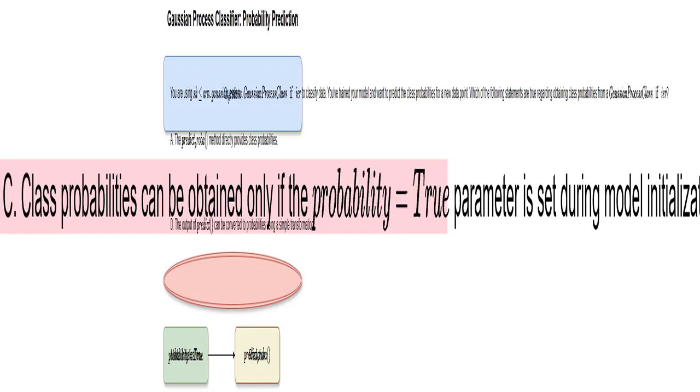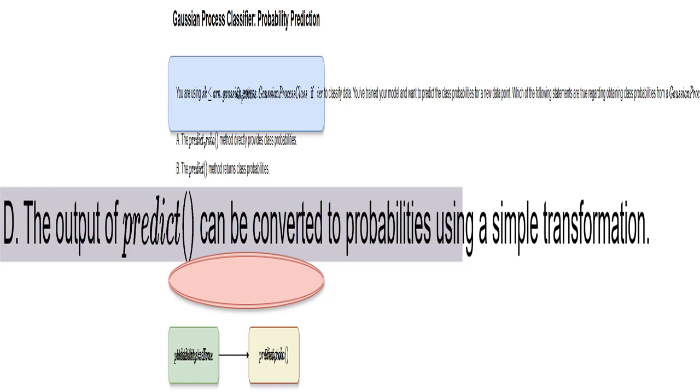This option states that you must set a special parameter, "probability equals true", when you create the "GaussianProcessClassifier", to be able to get probabilities. It's telling us that getting probabilities isn't always automatic. We need to figure out whether this condition is necessary. This option asks whether the output of "predict", which just gives you the class labels, not probabilities, can be easily transformed into class probabilities.